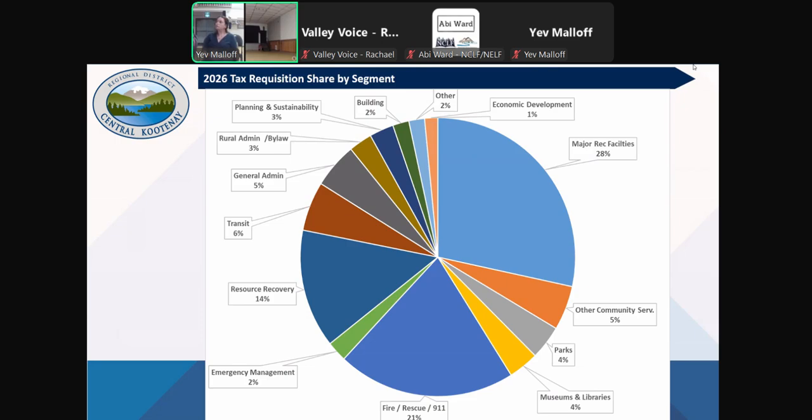Next comes fire and rescue, emergency management. If you add those up, fire and emergencies is about 22%, resource recovery, which includes waste management, about 14%, and then transit at about 6%.